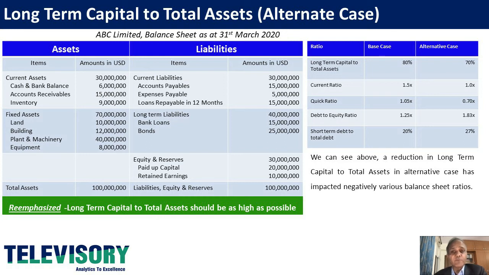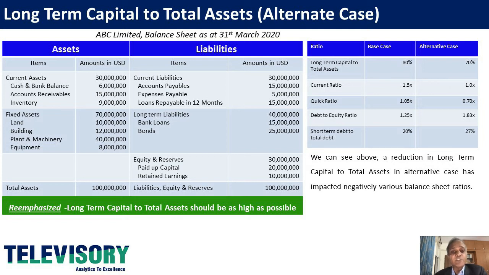All of the ratios that we discussed earlier change: current ratio, 1.5, reduces to 1 now. Quick ratio, which was 1.05, reduces to 0.7 now. Debt to equity, which was 1.25, increases to 1.83. Short-term debt, which was 20% of total debt, has now increased to 27%. And the reason is the long-term capital deployed, which was 80%, is now reduced to 70%.